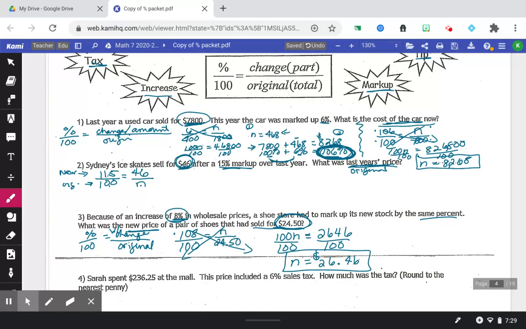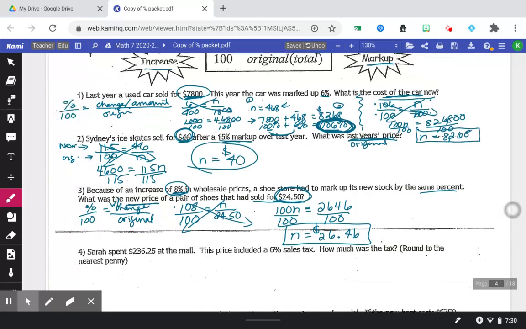Okay, now that you have your setup, you can do your cross products. Divide both sides by 115, and you're going to get your final answer of 40. Okay, so the original cost of the skates was $40.